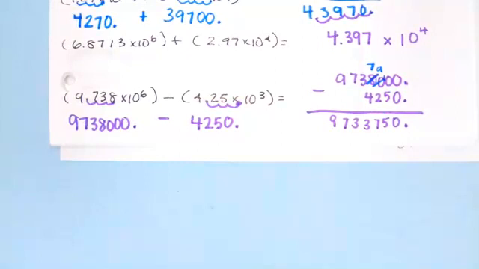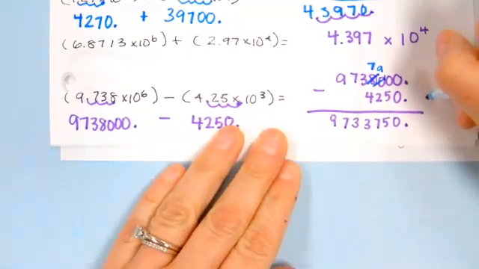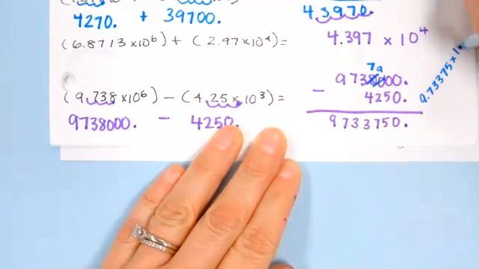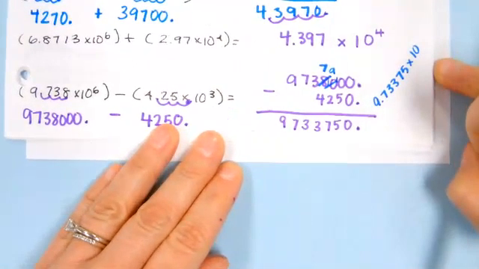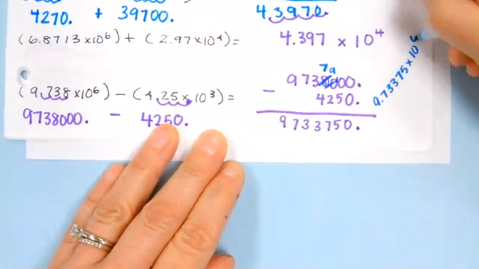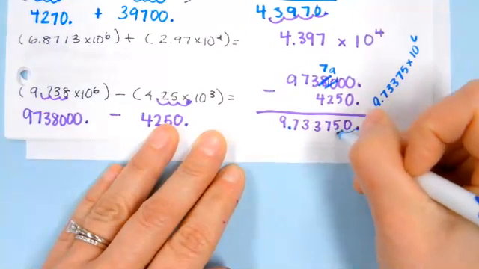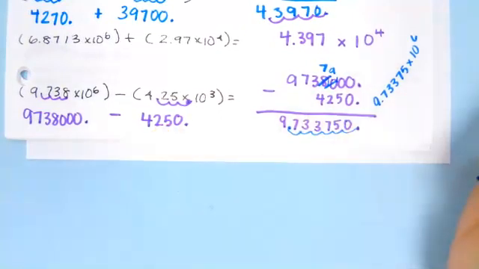What is it in scientific? Go, Malcolm. 9.73375. Okay. Times 10 to the what? 6. Perfect. He moved it back to here, right? And he counted the spaces 1, 2, 3, 4, 5, 6 spaces. That's where the 6 came from. All right. That's the first part of the lesson for 7-2.